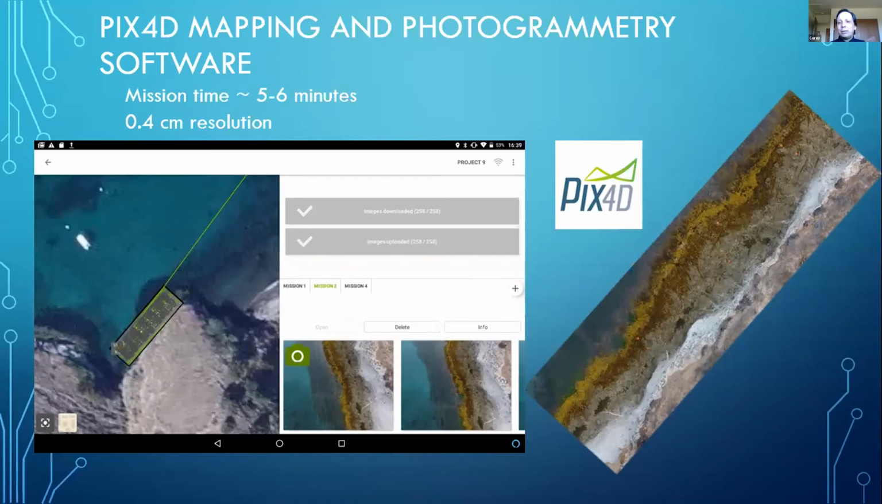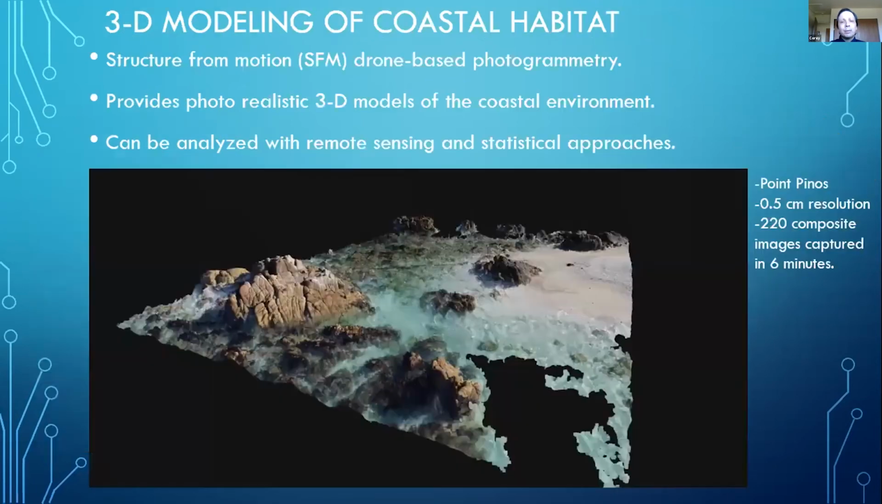It takes the photos, and then it will upload them to a cloud server where it automatically renders the photos into a really long transect survey, as you're looking at right there. This particular example at Catalina is about a 30-meter stretch of shoreline done autonomously. The drone did it on its own in 5 to 6 minutes at a resolution of 0.4 centimeters. And this is the type of stuff you can get out of it.